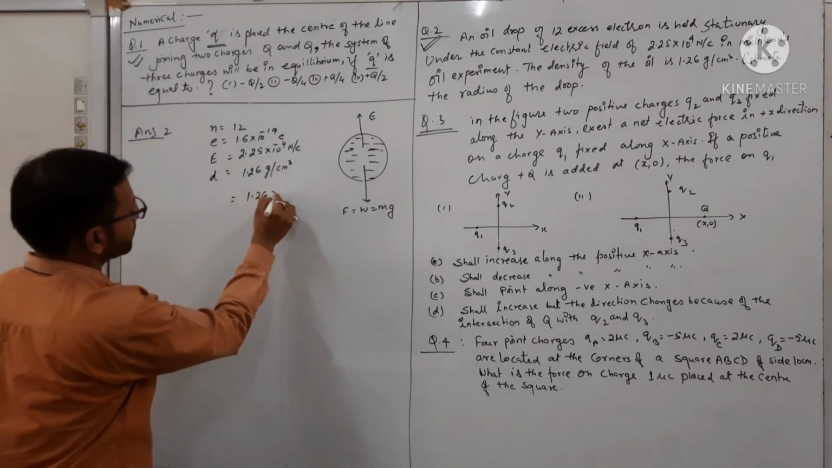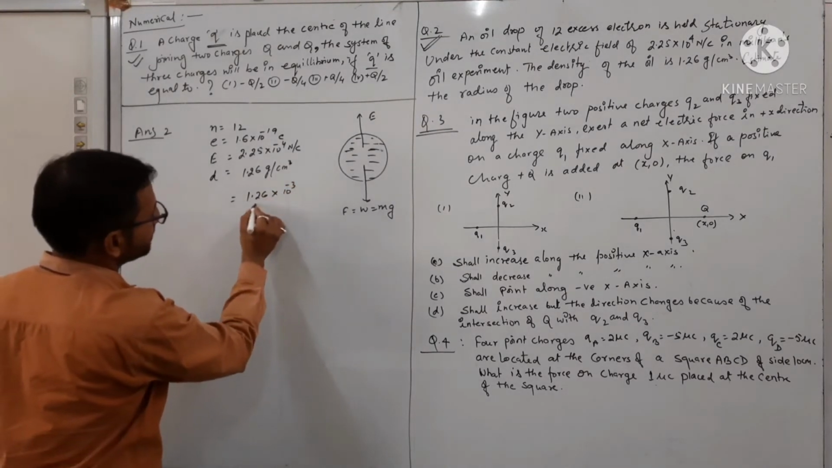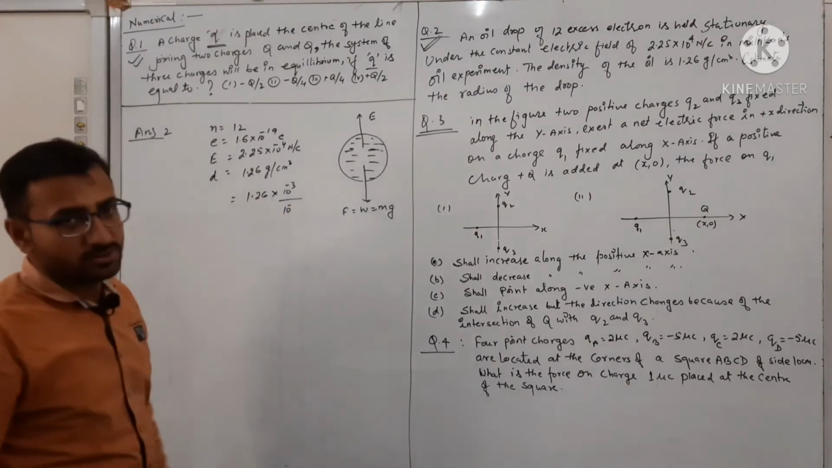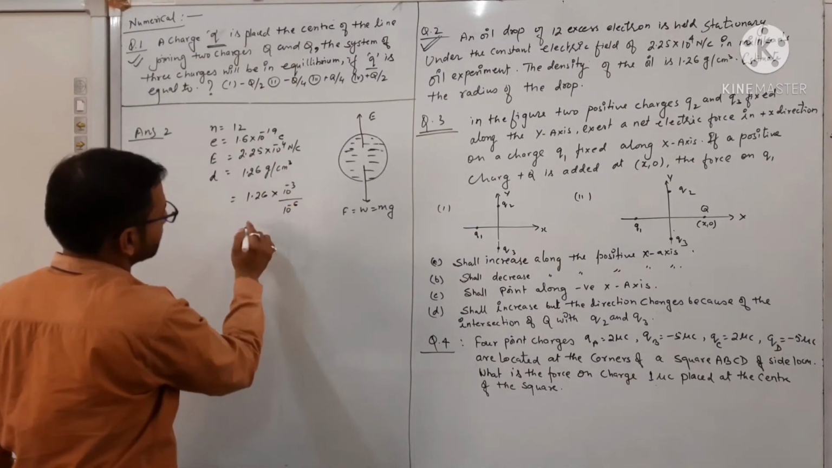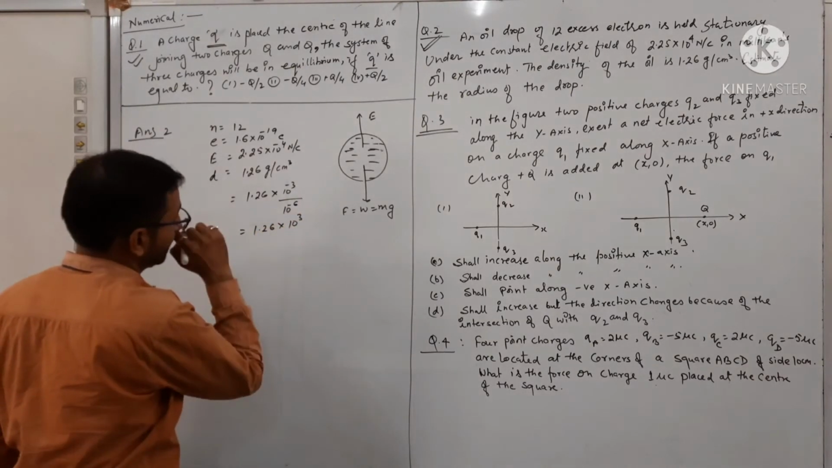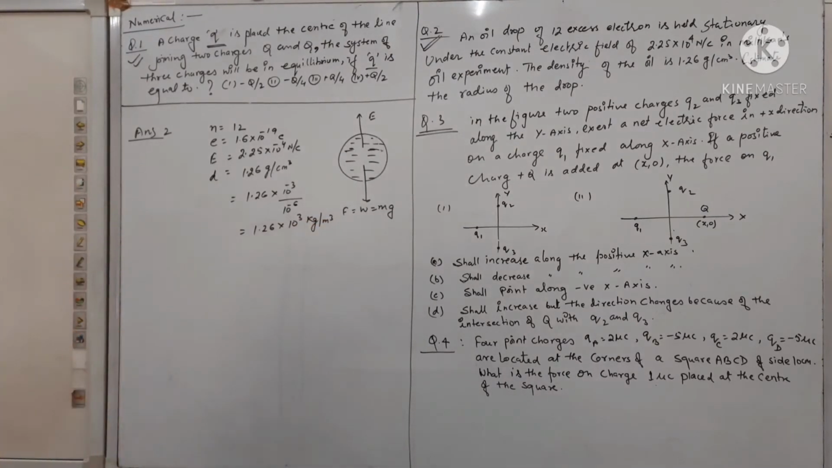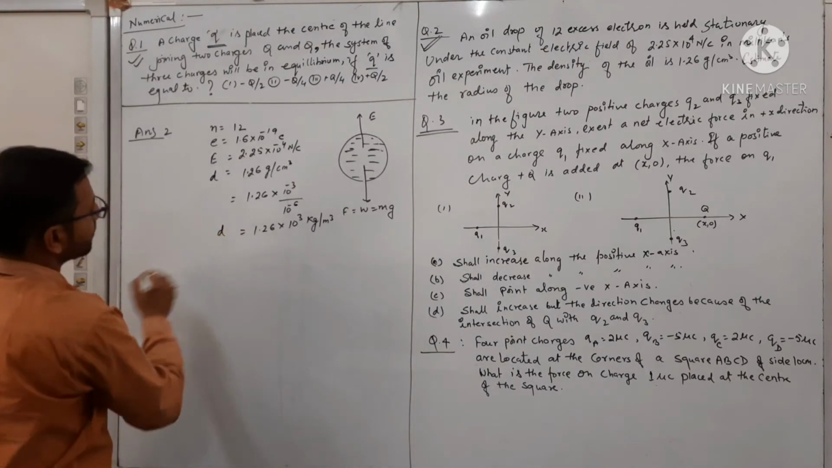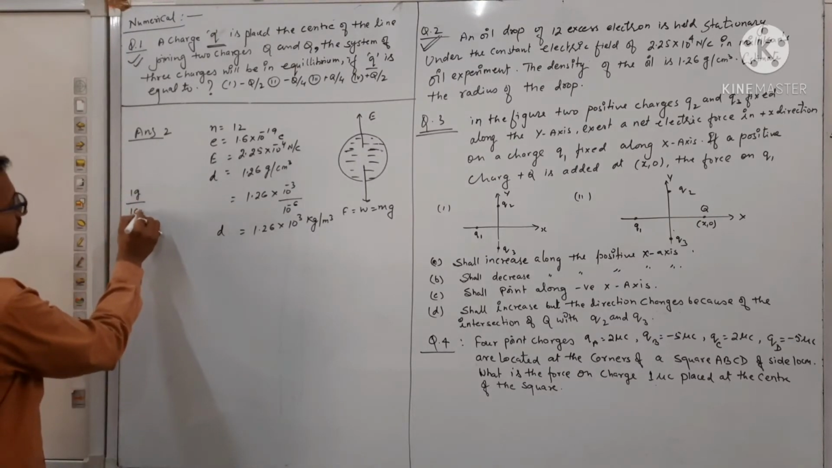So 1.26 into, 1 gram is equal to 10^-3 kilogram, and 1 centimeter is equal to 10^-2 meter, so centimeter cube is 10^-6 meter cube. So it means 1.26 × 10^3 kilogram per meter cube. Okay, so this will be the solution of this. After that you can check this solution, gram per centimeter cube.